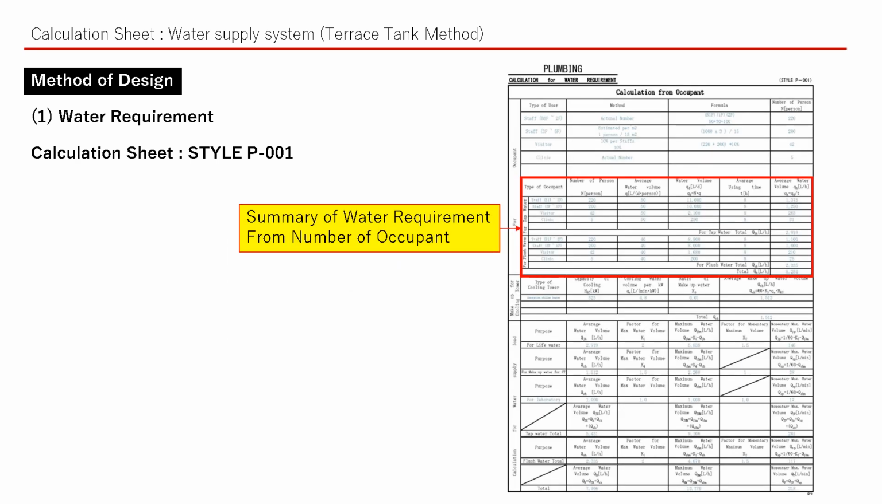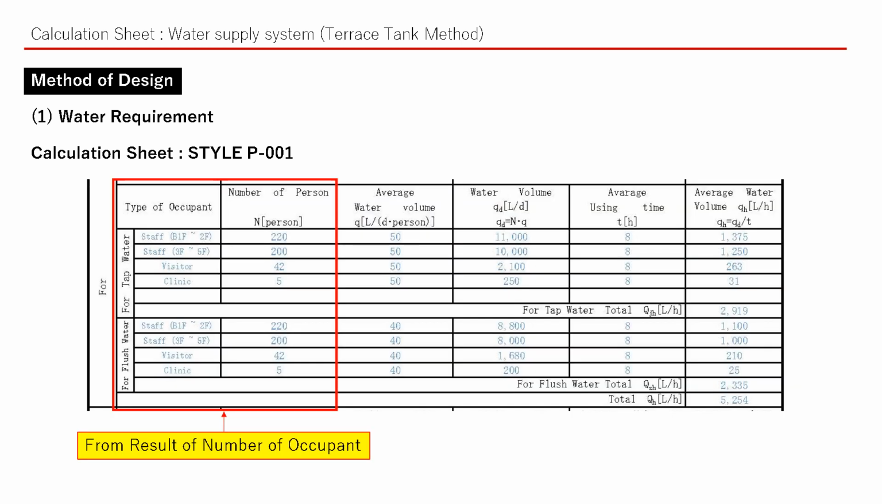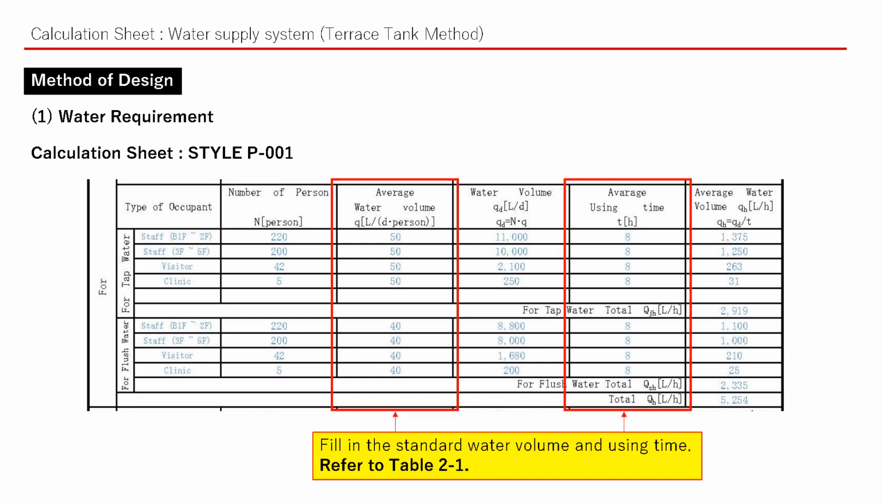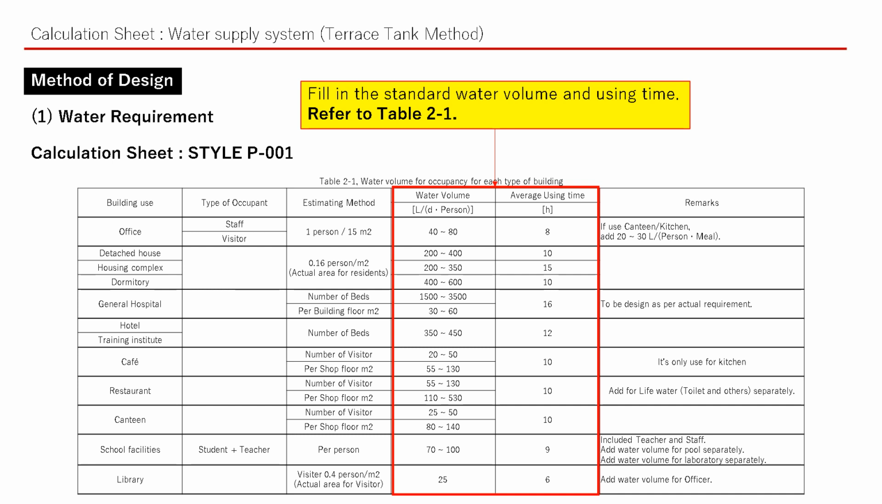Next, we will calculate water requirement here. Fill in the result of number of occupant. Fill in the standard water volume in using time. We can refer to table 2-1. Table 2-1 is the summary of water requirement. We can pick up value from this table.